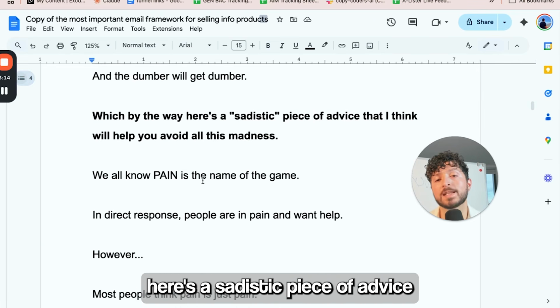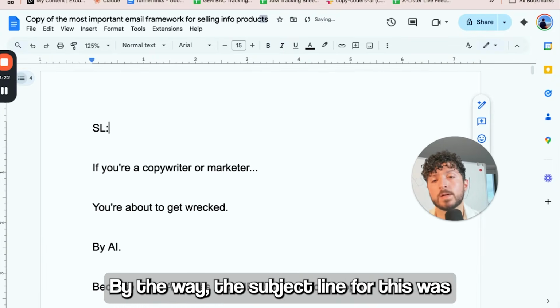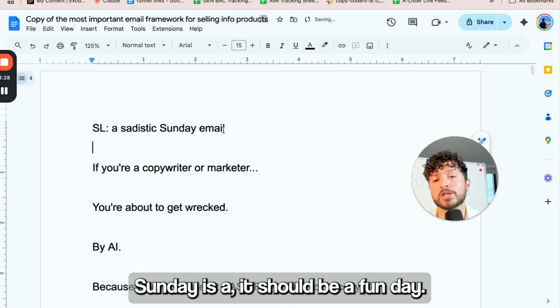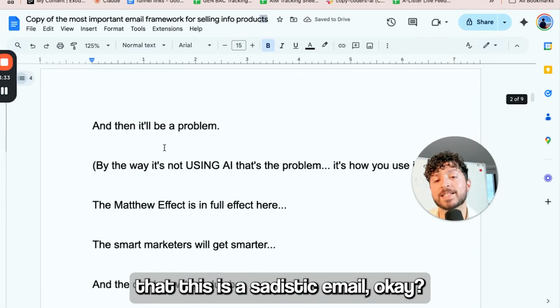Which, by the way, here's a sadistic piece of advice that I think will help you avoid all this madness. By the way, the subject line for this was a sadistic Sunday email, because I sent it on Sunday, and I'm like, Sunday should be a fun day, and I'm talking about pain. So let me call that out, that this is a sadistic email, okay?